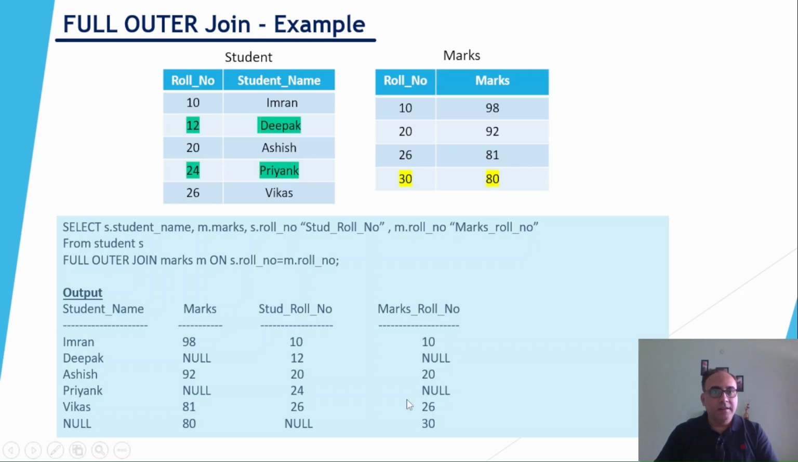For Deepak and Priyank, you would be able to see null, because here we are applying full outer join. This is basically a part of the left join. And for roll number 30, that will be the outcome of your right join. Indirectly, it will be part of the full outer join. So this particular result is coming through the right outer join. This is how full outer join incorporates left join as well as right outer join.